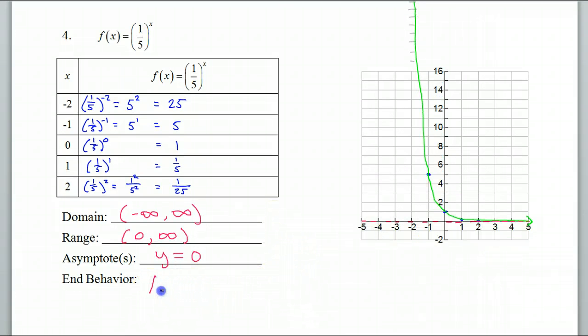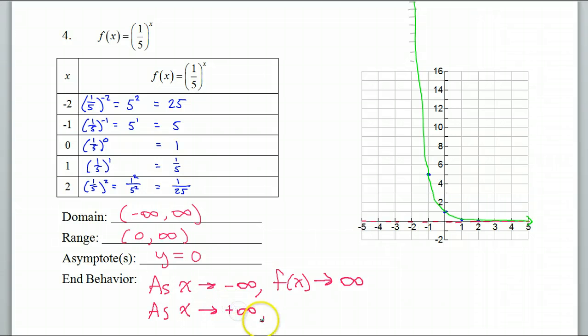And the end behavior, first on the left. So as x approaches negative infinity, that means left. As we slide to the left, the function increases without bound. So we could say it approaches positive infinity. Now let's do the right. So we'll say as x approaches positive infinity, what happens to the function? Well, as we slide to the right, the function gets closer and closer to 0, the asymptote. So we'll just put 0.